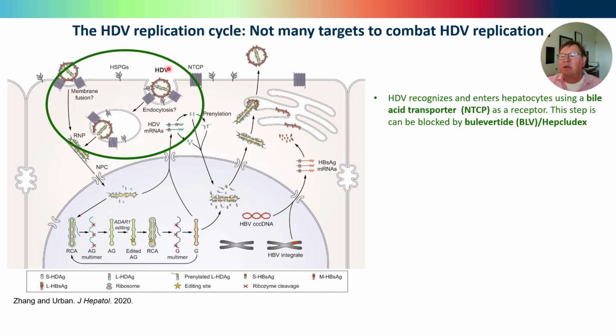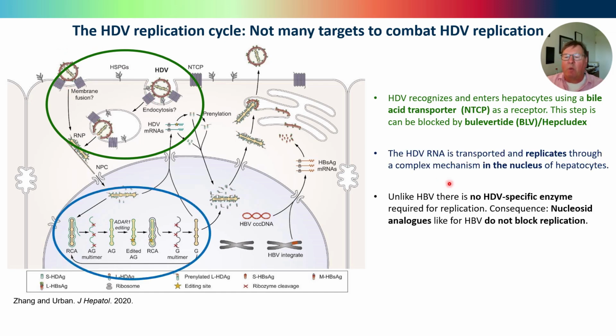Now, the HDV and the HBV recognize and enter hepatocytes via a bile acid transporter. We call that NTCP. And this step is the step that can be blocked by bulevirtide, an entry inhibitor that exactly binds to the site on the receptor that is required for the virus to enter. Once the virus has entered the cell, it's transported to the nucleus and replicates by a quite complex mechanism that I don't want to go into detail.